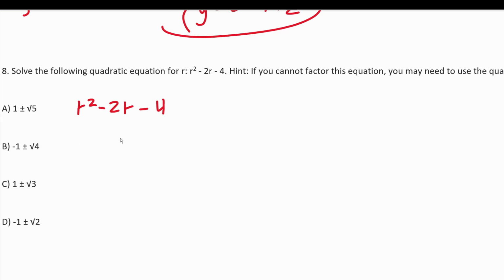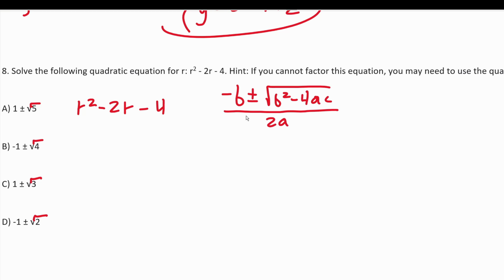No matter how hard you try, you're not going to be able to factor this one. And likewise, since we have these plus or minus square roots as answer choices, that should be a clue that you're going to have to use the quadratic formula to simplify this or factor it or solve it, however you want to phrase that. And again, quadratic formula is this: negative b plus or minus square root of b squared minus 4ac all over 2a.